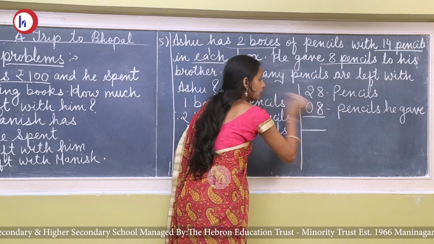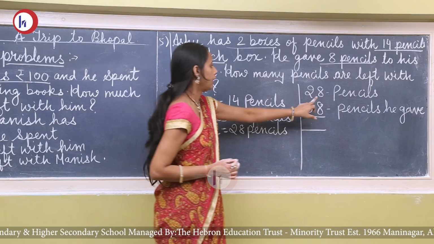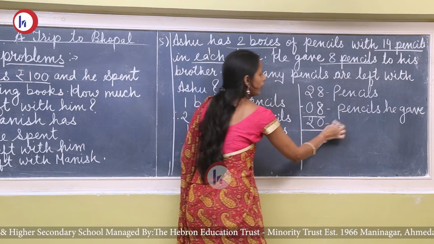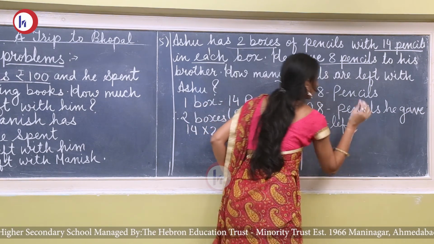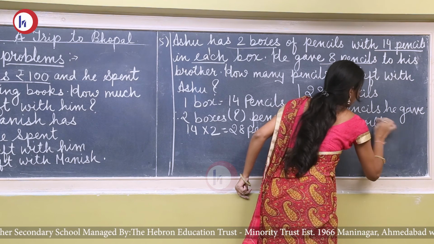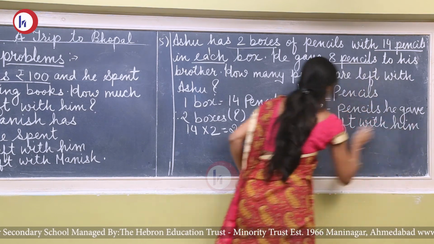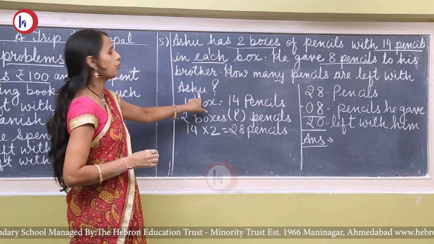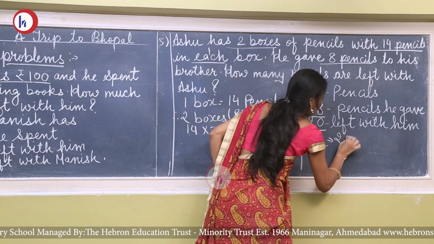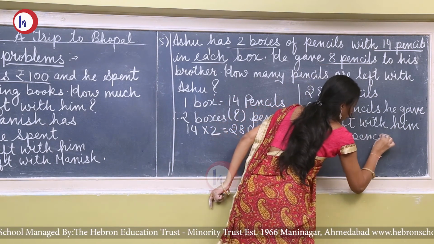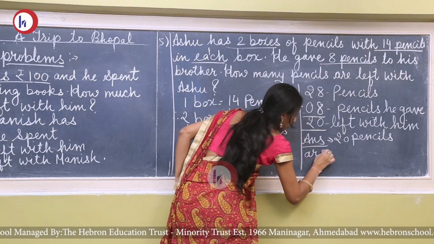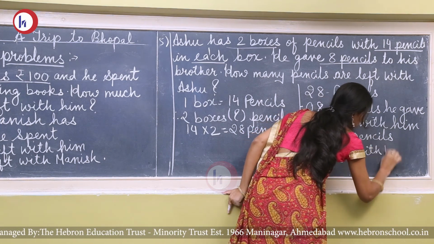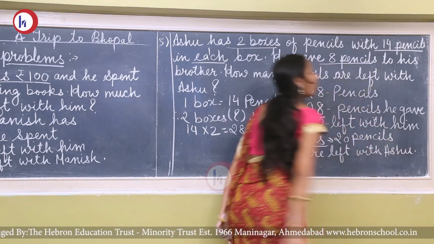Now here we have to put the 0. Then 8 minus 8 is 0 and 2 minus 0 is 2. 20 pencils left with him. Now see the question. How many pencils are left with Anshu? 20 pencils are left with Anshu. Okay, is it clear?